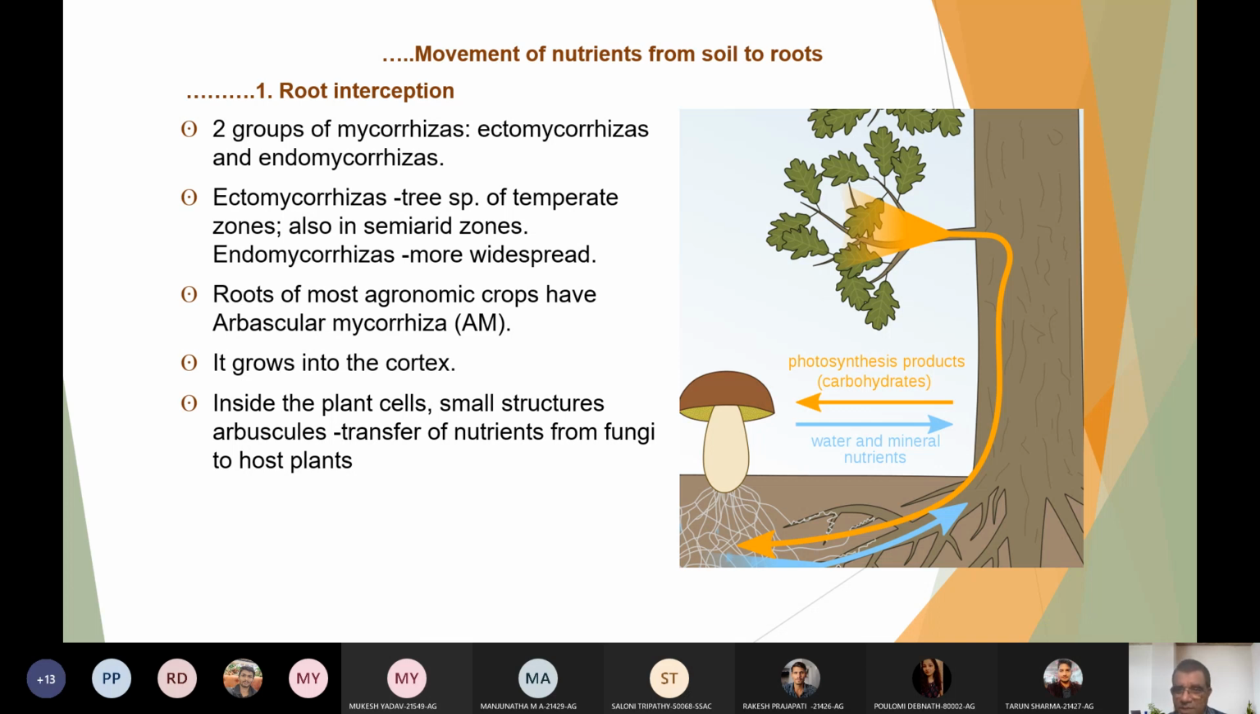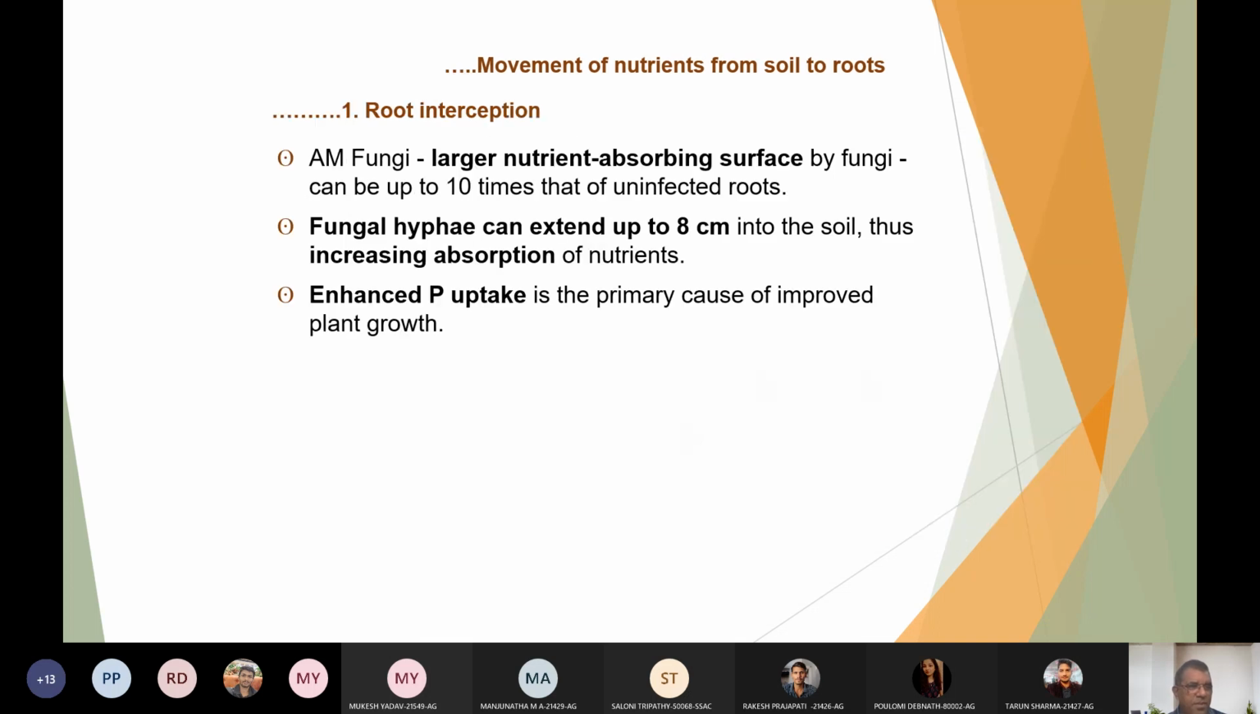It is not just phosphorus. This mycorrhiza also helps in the uptake of other nutrients. And in one of the courses, I have told you that these mycorrhiza help in the transfer of nitrogen from one plant to another plant also. So they are very useful. Now their roles are increasing, or people are learning day by day about the roles played by mycorrhiza.